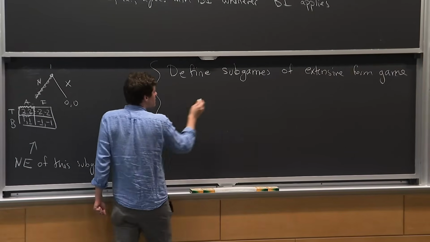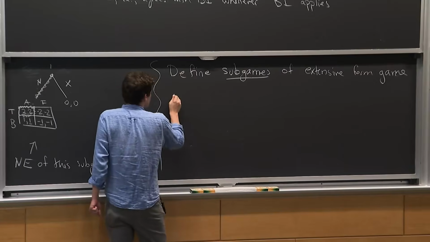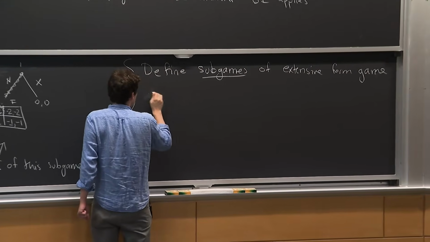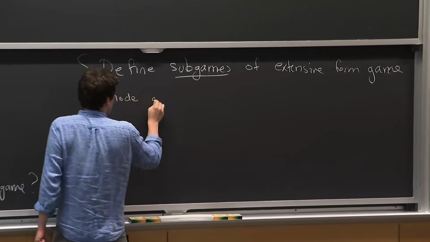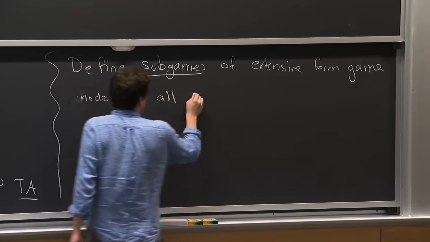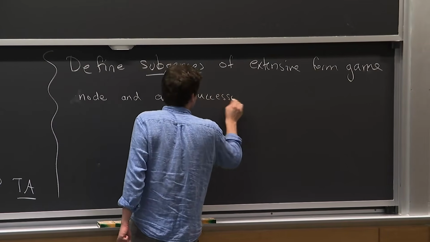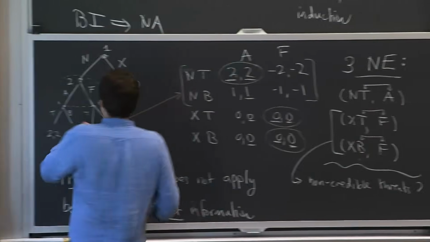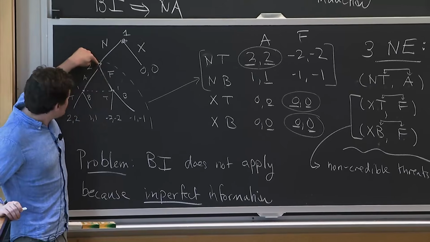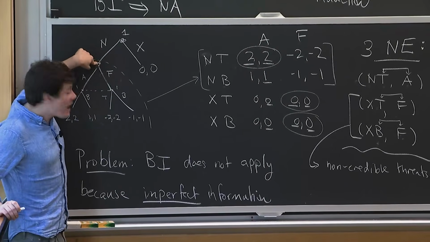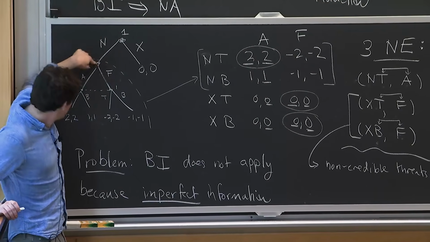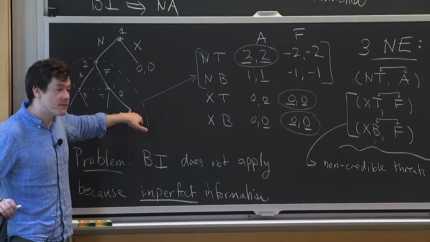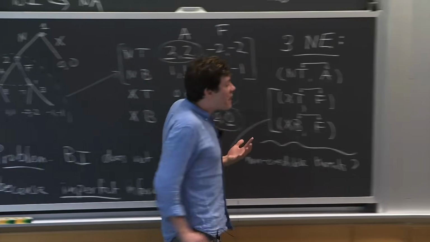So what a subgame is going to consist of is a node and all its successors. So what does that mean? Let's take this as an example. I start here at a node, and I include every node that comes after this. So that's this node, all the way to the terminal nodes, this node, this node, this node, this node. Right? But we have to have certain conditions.